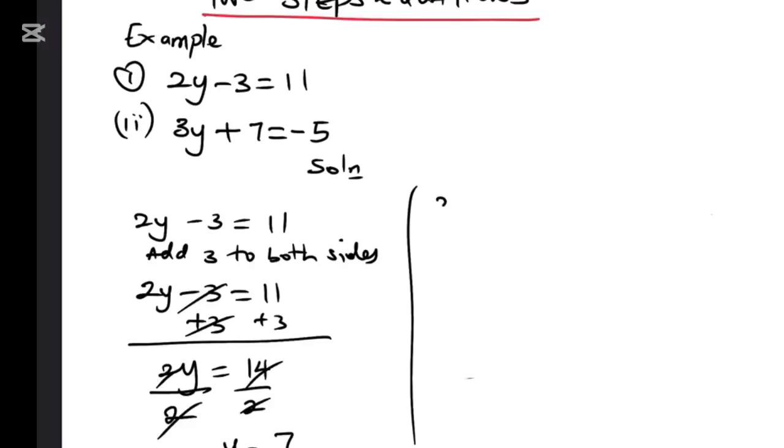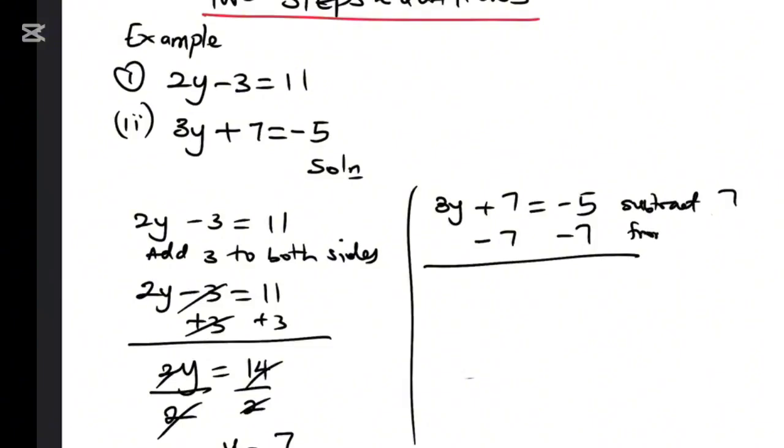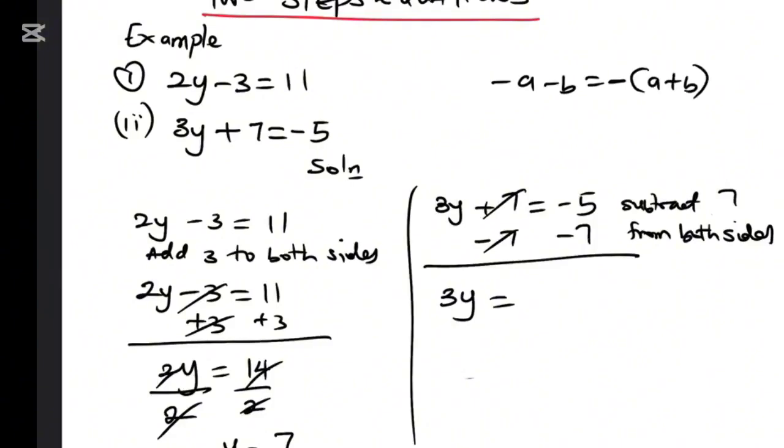So the next one is 3y plus 7 equals minus 5. To take out this plus 7, we're going to do the opposite, the reverse, which is minus 7. Subtract 7 from both sides, so this is out. 3y equals, I told you that when you have minus a minus b, it can be simply written as minus a plus b. So minus 5 minus 7 means minus 5 plus 7, which is minus 12.